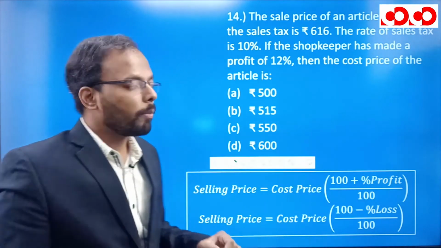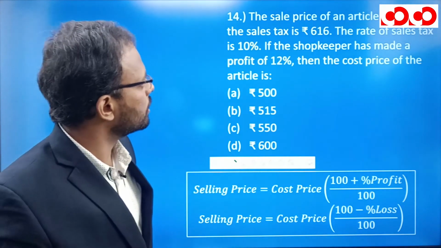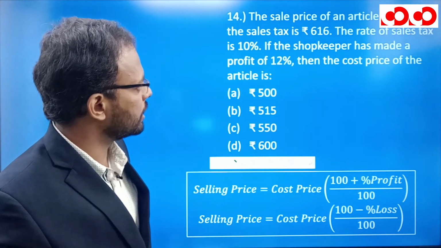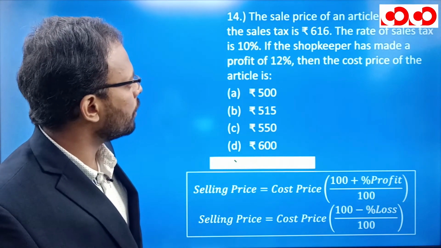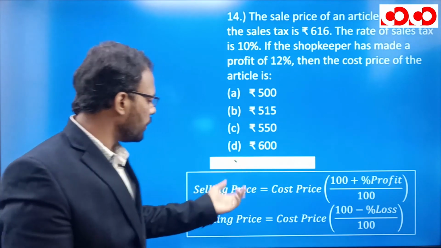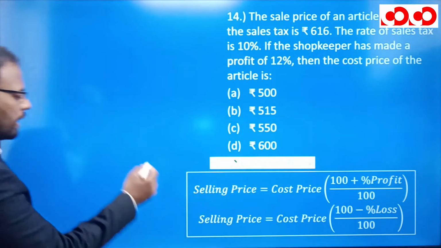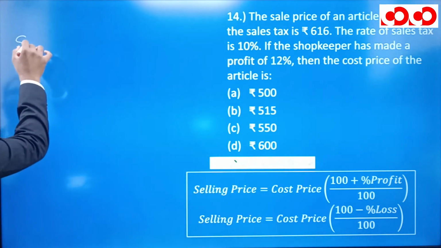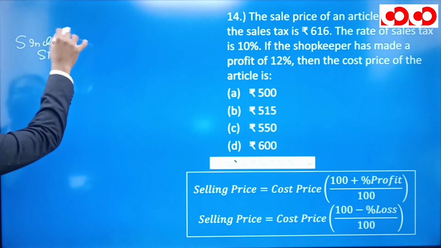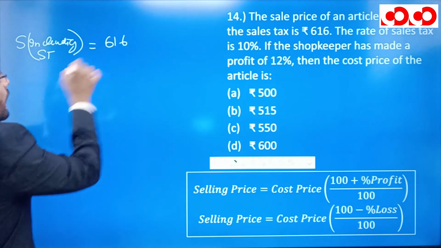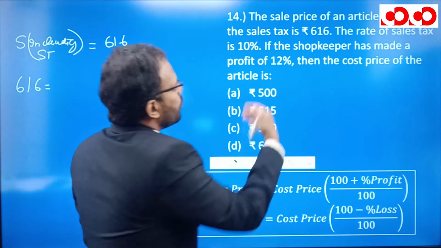See, here is one more problem which we have taken. The sale price of the article including the sales tax is 616. If the sales tax is 10% and the shopkeeper made a profit of 10%, then what is the cost price of the article? Now see, we know this formula, selling price is cost price into (100 plus percent profit). So now we have been given the selling price including the sales tax, which is equal to 616.